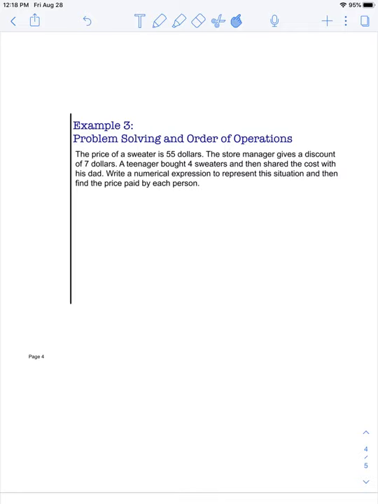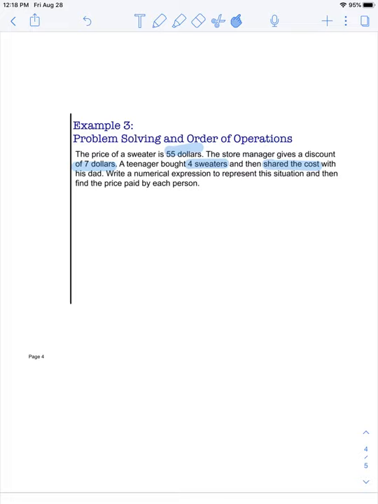All right, example 3 adds a little problem solving for us. The price of a sweater is $55. The store manager gives a discount of $7. A teenager bought 4 sweaters and then shared the cost, or split the cost, with his dad. So write a numerical expression to represent this situation and then find the price paid by each person.